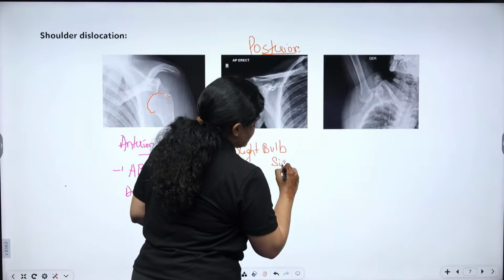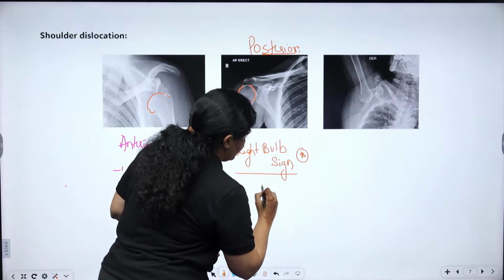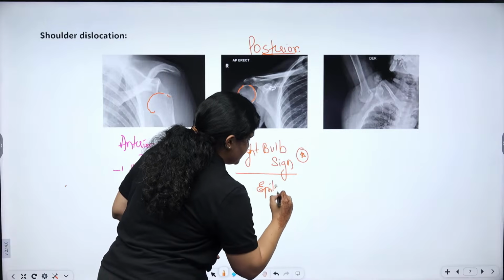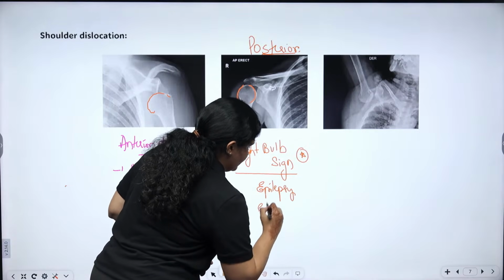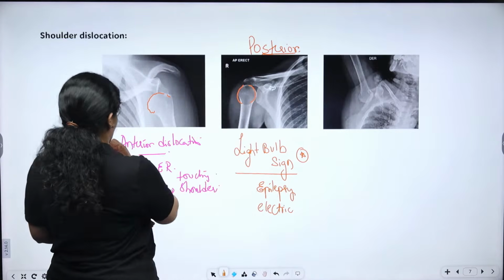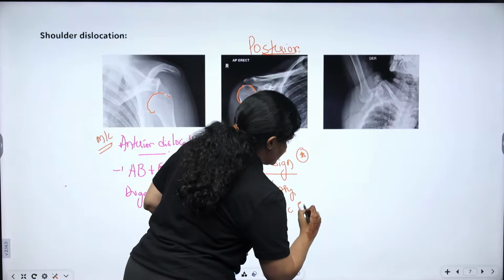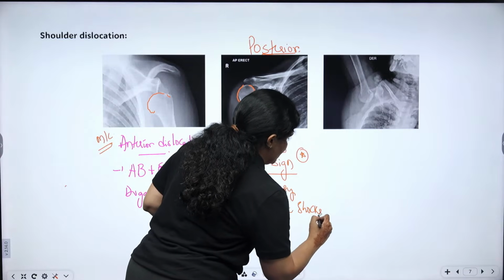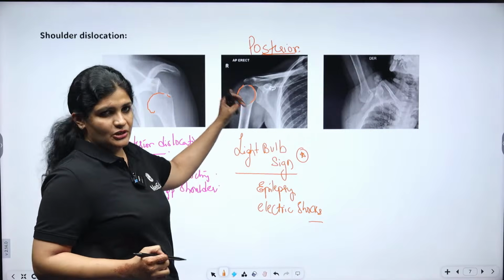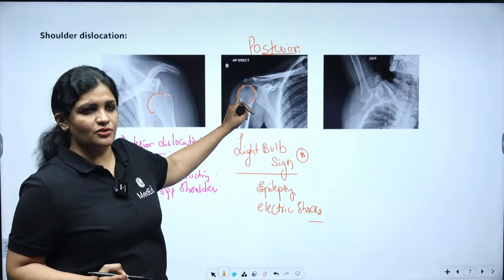This is called the light bulb sign, and usually it is seen mainly in patients suffering with epilepsy or during electric shocks. But still remember, the most common is anterior dislocation. Patients typically present with epilepsy or electric shocks, and you see this type of dislocation, which is called posterior dislocation or the light bulb sign.